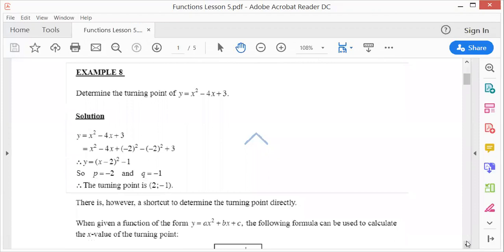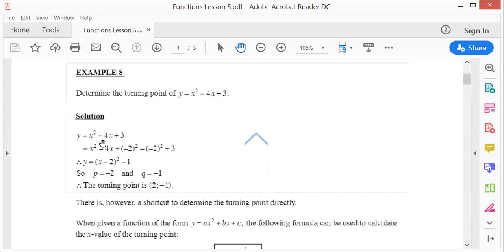Example 8. Determine the turning points of this graph. Where will this graph, with that smiling and sad face, where will it turn? First of all, I see a is positive, ax squared. So therefore, you remember with positive gradient, you'll have a minimum turning point. So what is that lowest point?